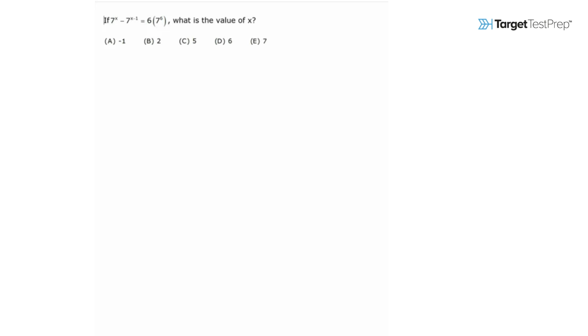So for example, we have 7 to the x minus 7 to the x minus 1 is equal to 6 times 7 to the 6th power. Well, I want you guys to see that 7 raised to the x minus 1 is probably better expressed as 7 to the x multiplied by 7 to the minus 1.